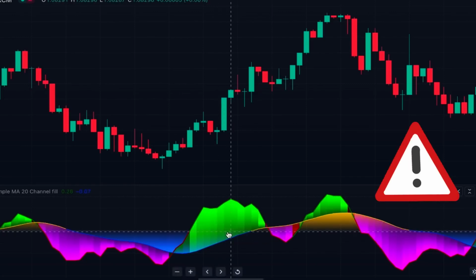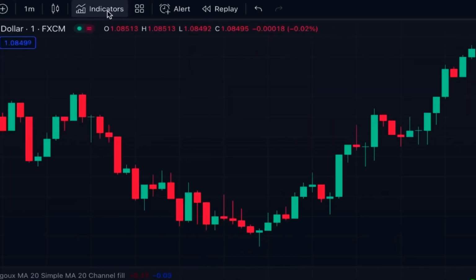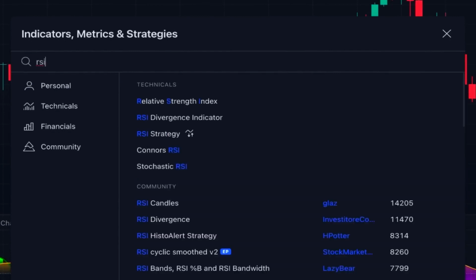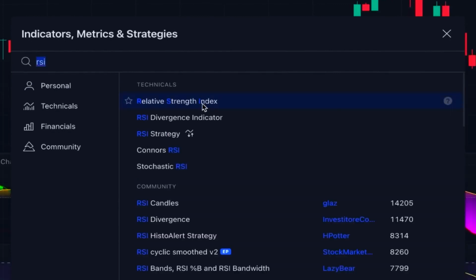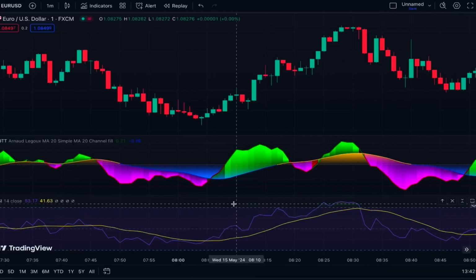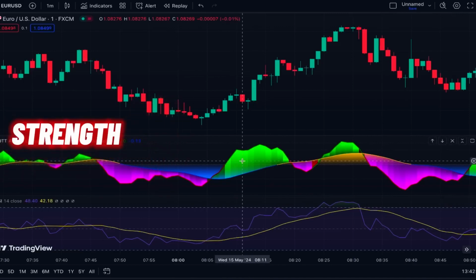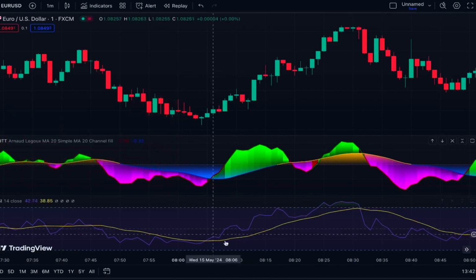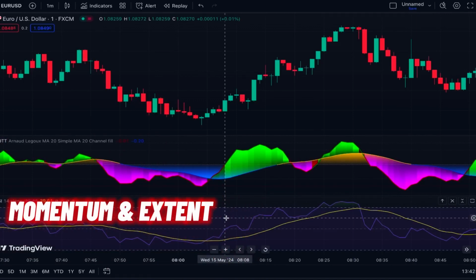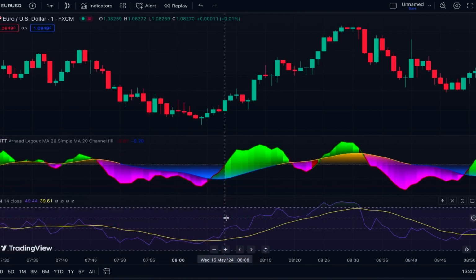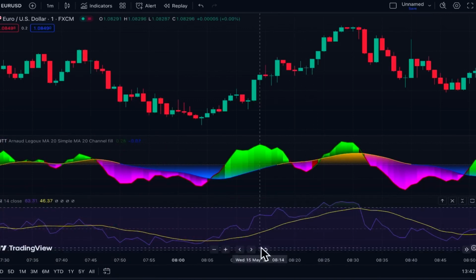So this indicator is a great tool for telling you about the strength of the movement, and it is an excellent complement to a momentum-based indicator. For example, we add RSI to our chart, this one, relative strength index, and these two indicators are a good match because one of them shows you the strength and pressure in the market, and the other one, momentum and extent of the price movement, that will help you with identifying overbought or oversold condition of the market.